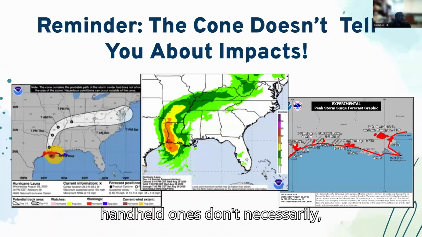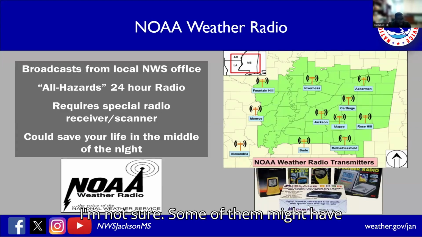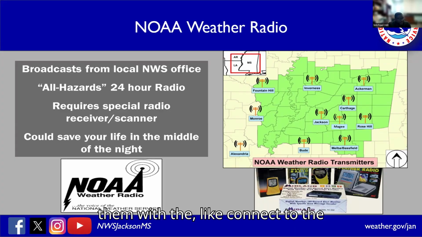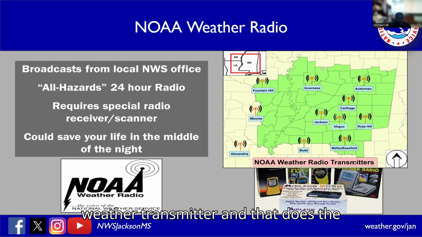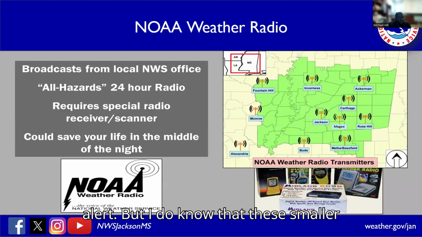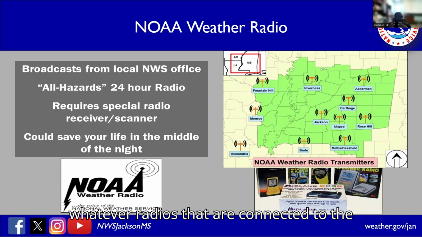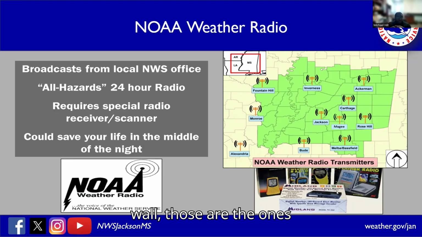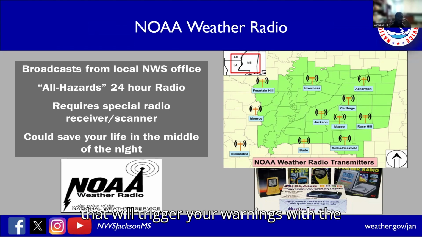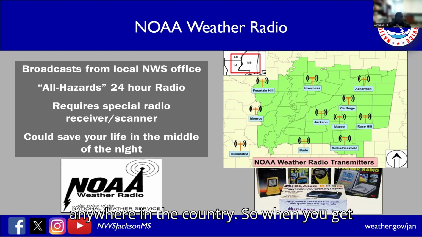The handheld ones don't necessarily. I'm not sure. Some of them might connect to the weather transmitter and do the alert. But I do know that these smaller white Midland or whatever radios that are connected to the wall, those are the ones that will trigger your warnings with the same codes, and those would work for anywhere in the country.